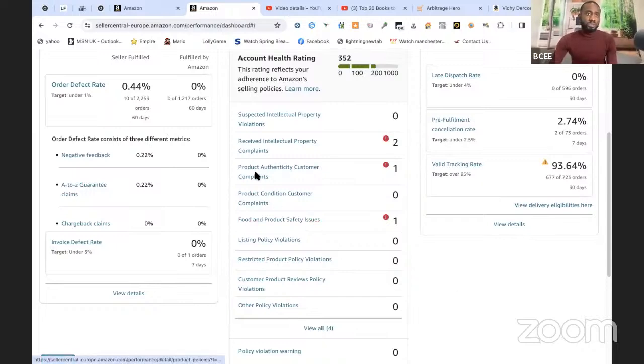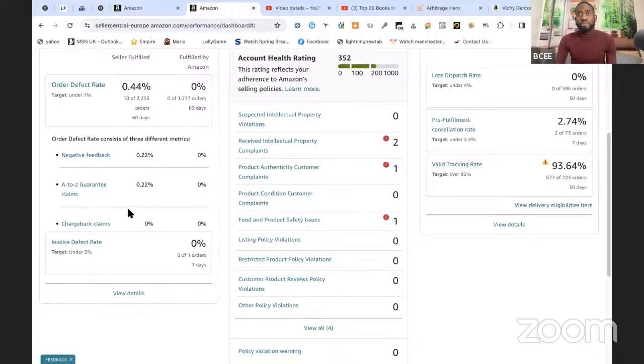Okay, so these are the metrics for order defect rates. The first one is what we call negative feedback, and the second main one is called A to Z guarantee. I think we have chargeback as well and invoice defect rate, but the most important ones are these two. The negative feedback depends on how you relate with your customers.